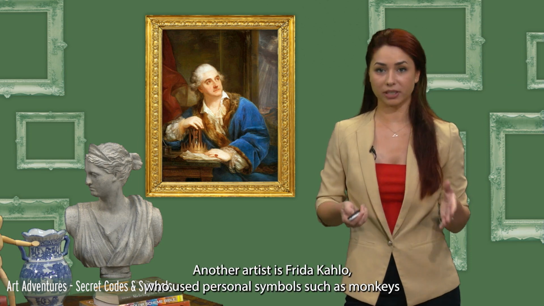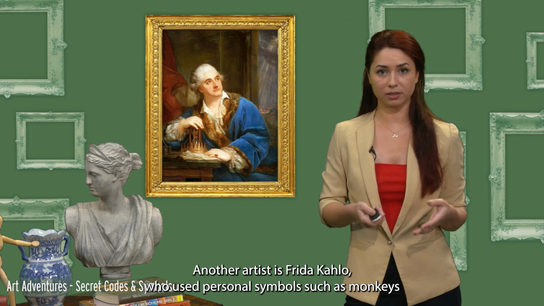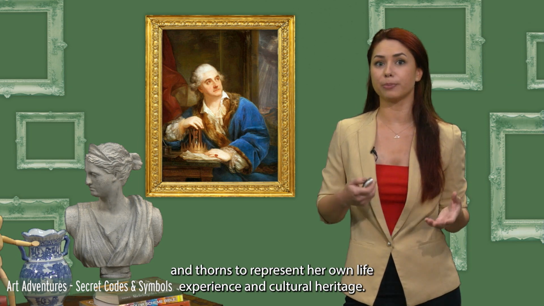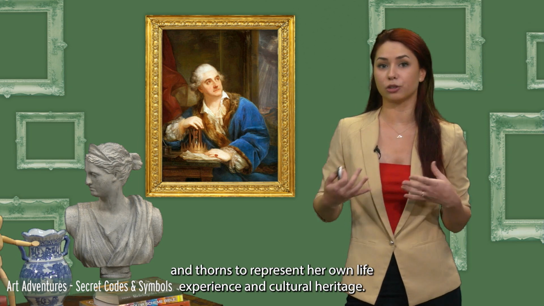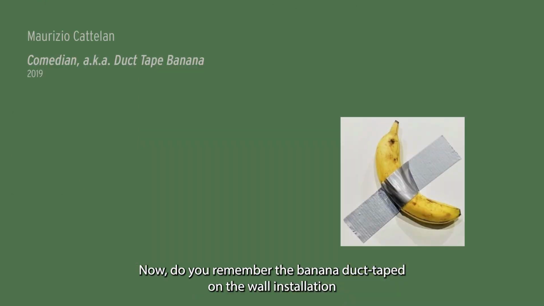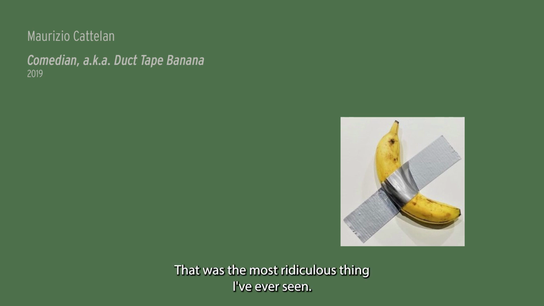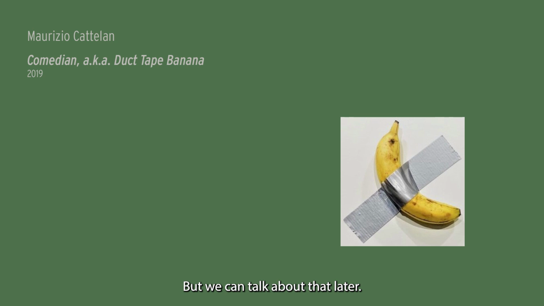Another artist is Frida Kahlo, who used personal symbols such as monkeys and terns to represent her own life experience and cultural heritage. Now, do you remember the banana duct taped on the wall installation named the Comedian? Yeah, that was the most ridiculous thing I've ever seen. But we can talk about that later. But tell us about that in terms of symbolism.